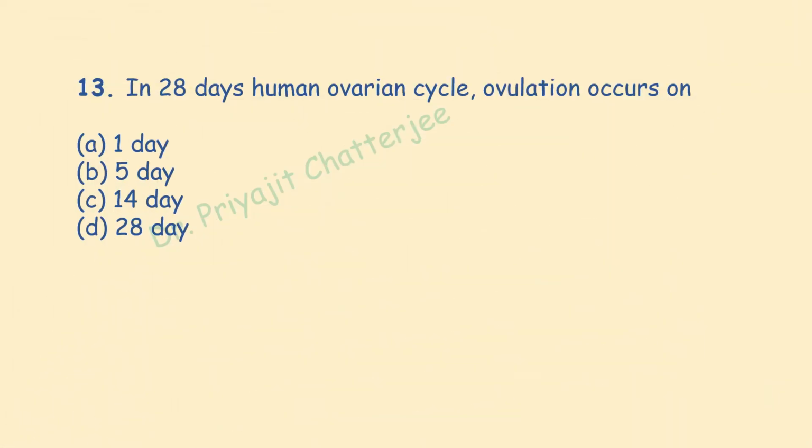In 28 days human ovarian cycle, ovulation occurs on. We know ovulation is the process of the release of a mature egg during menstruation cycle. In a typical 28-day human ovarian cycle, ovulation occurs on day 14. So here the correct answer is day 14, option C. Next question.